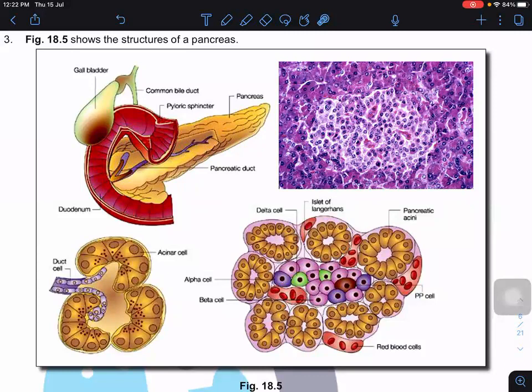If you look at the structure here, you can see the dark pink color in the histology. Can you see that dark purple color, not pink, but purple, here? These are the acini cells. They form the acini. We call them pancreatic acini. Pancreatic acini is the one that is going to produce the pancreatic juice.